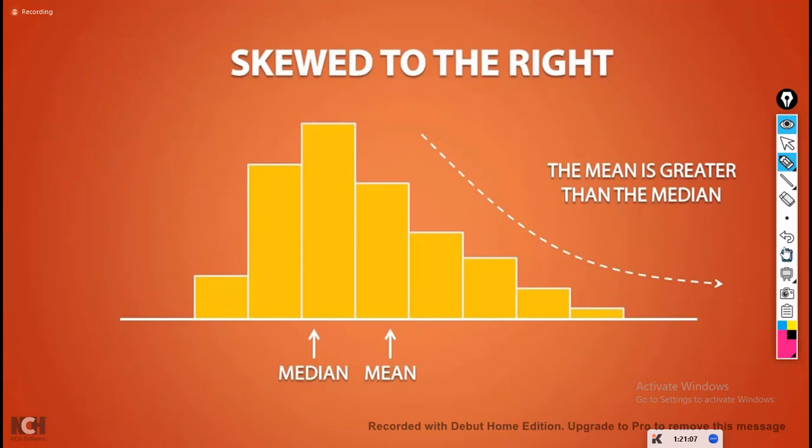So please don't memorize that the median should be greater than or less than the mean. Don't memorize that one. Just apply the logic. One more logic: this is one way, that is, by taking some example. The second way is by seeing the data set.